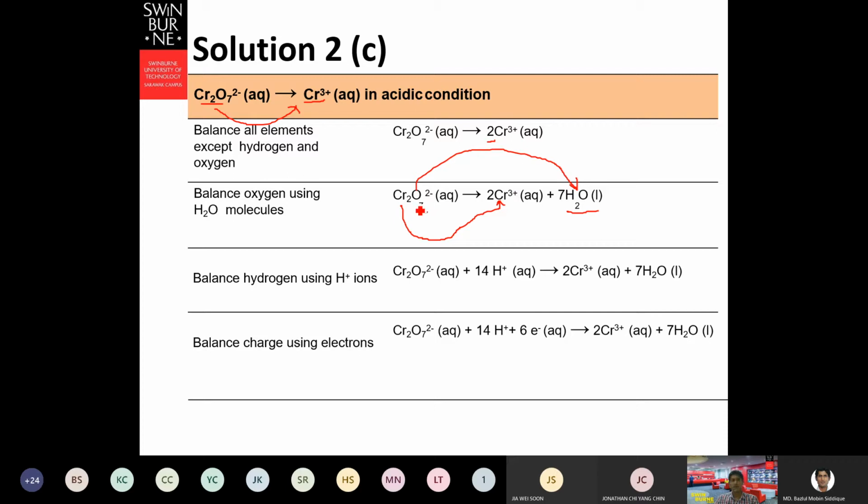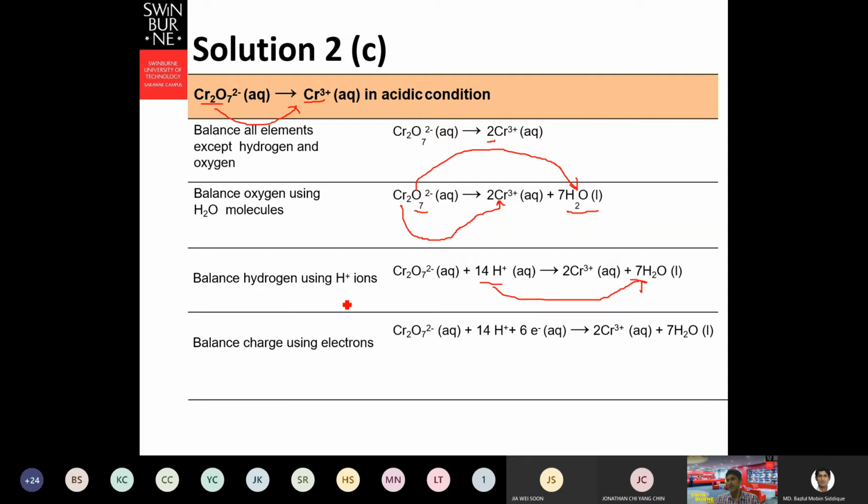In this case, I also needed hydrogen, right? So 14 hydrogen I needed for this case. So 14 hydrogen, I have to add this 14 hydrogen to make it balanced on both sides. I added 14 hydrogen on the left side so that hydrogen is also taken care of, the number of hydrogen atoms, hydrogen ions.